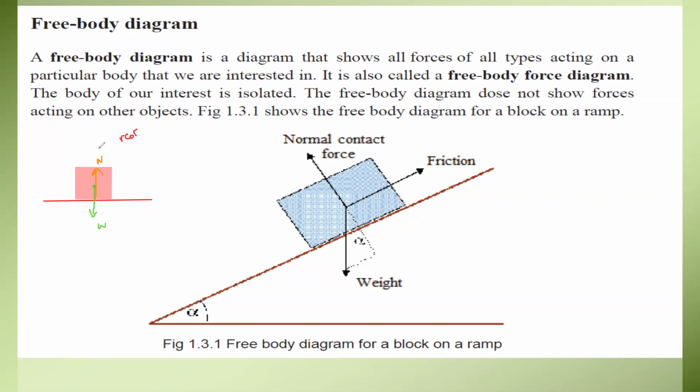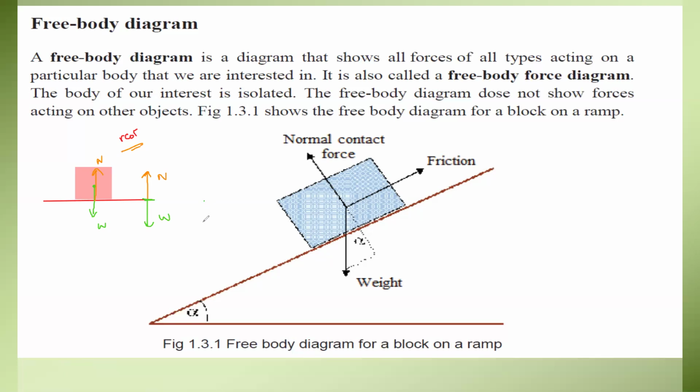Because this object is stationary and it is not acted upon by any horizontal force, we did not draw one. And because this object is stationary, if we draw the normal contact force as a 2 centimeter arrow, the weight should also be 2 centimeters. Why? Because it shows that the magnitudes of the two forces are equal. The length of the arrow shows the magnitude.